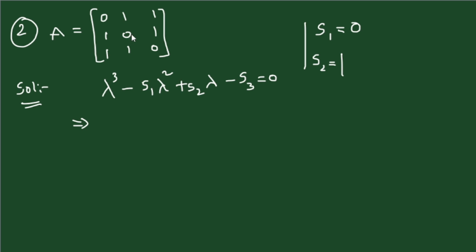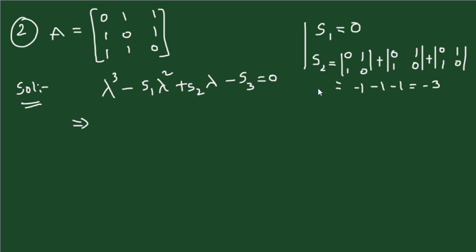So therefore you take 0, 1, 1, 0 plus, for the bottom right corner, 0, 1, 1, 0, plus the top left corner, 0, 1, 1, 0. So it is minus 1, minus 1, minus 1, minus 3. So negative 3. And S3, what is S3? S3 is the determinant of A.